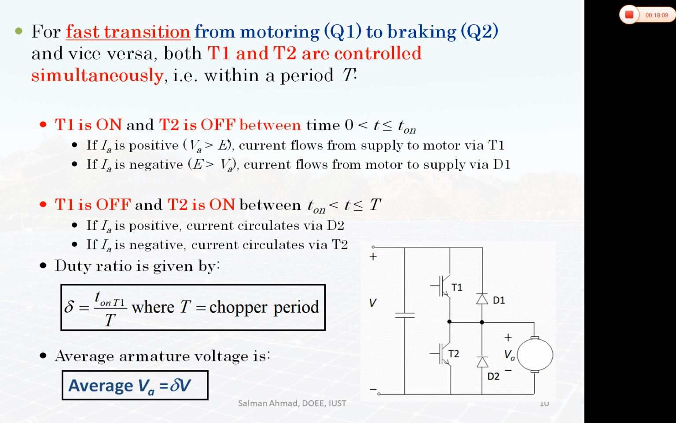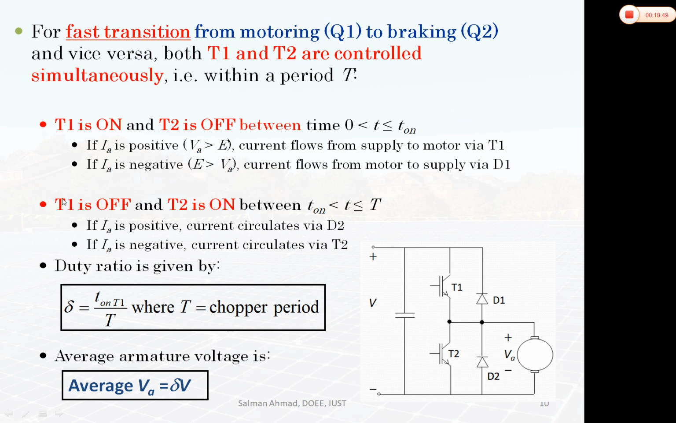For fast transition from motoring to braking and vice versa, both T1 and T2 are controlled simultaneously, that is, within a period both T1 and T2 are operated. When T1 is on and T2 is off in this interval, if Ia is positive and armature voltage is greater than back EMF, current flows from supply to the motor via T1. Similarly, if Ia is negative and back EMF is more than VA, current flows from motor to the supply via D1, which is the braking operation.